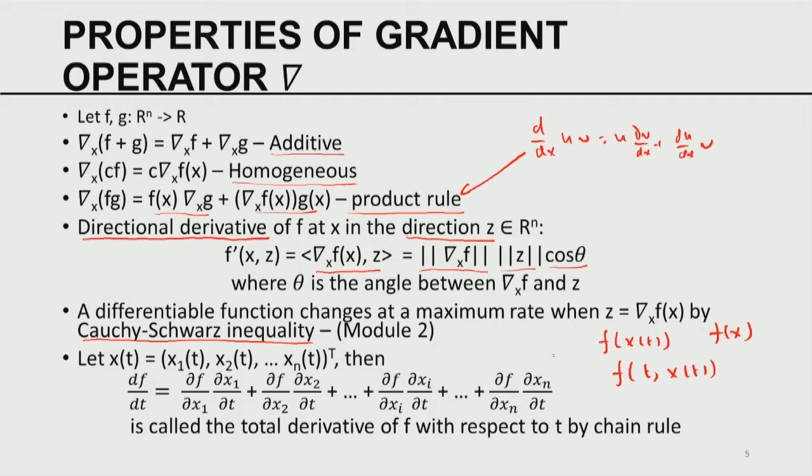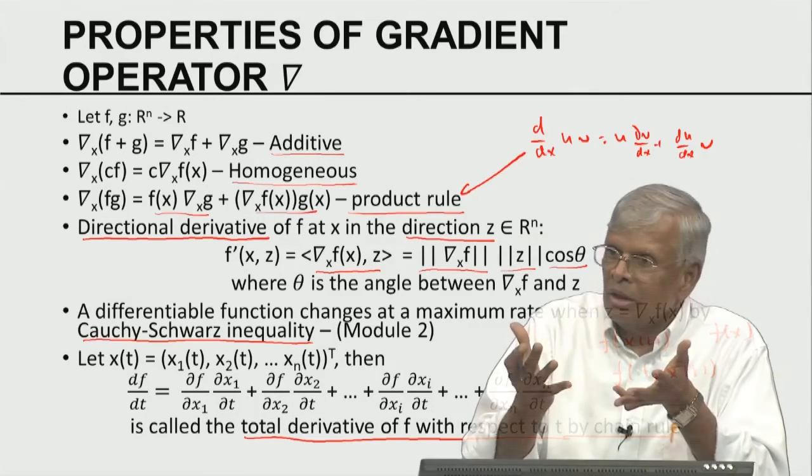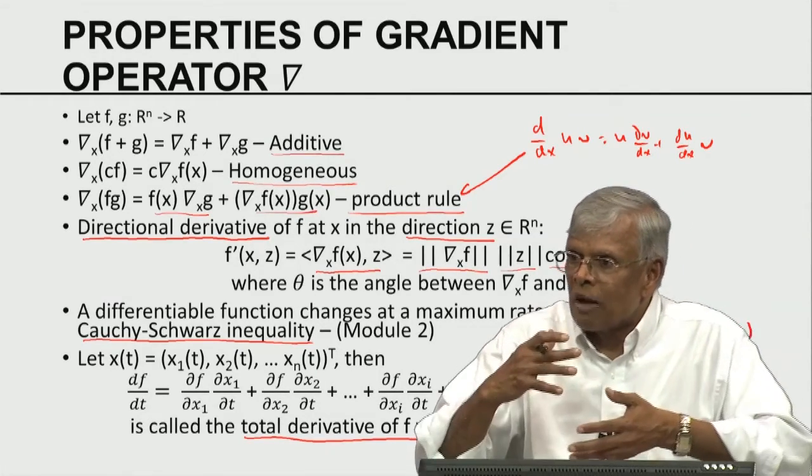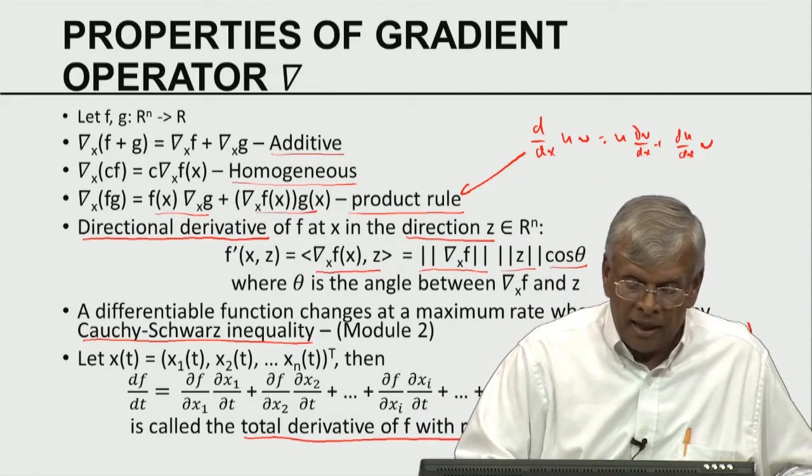In these cases we should be able to carry out the computation of the derivative of f with respect to t. So the derivative of f with respect to t is the total derivative: derivative of f with respect to x1 times derivative of x1 with respect to t, and so on and so forth. So this is called the total derivative of f with respect to t by chain rule. So chain rule, additive rule, homogeneity rule, product rule that we have learnt in basic calculus all carry over. There is nothing new, but the old concepts take a new form when you go from univariate to multivariate. That is the idea.